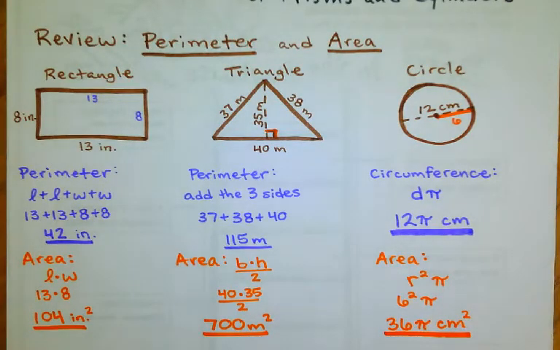The reason I wanted to review that is because we need to know that basic stuff to help us find surface area and volume of prisms and cylinders. Alright, so first off, let's take a look at what prisms and cylinders are, alright?